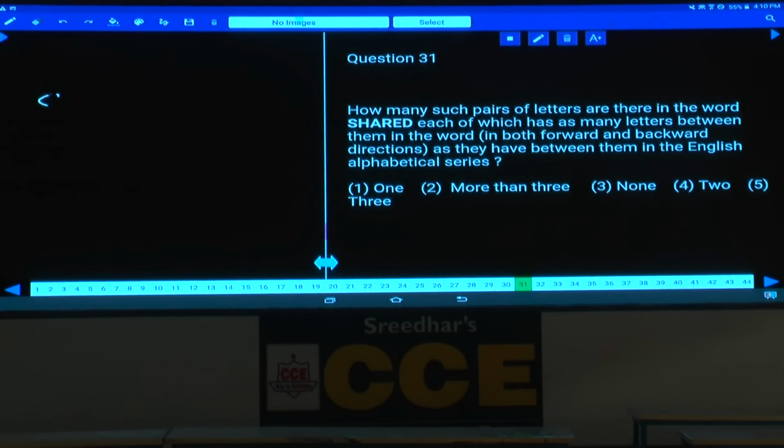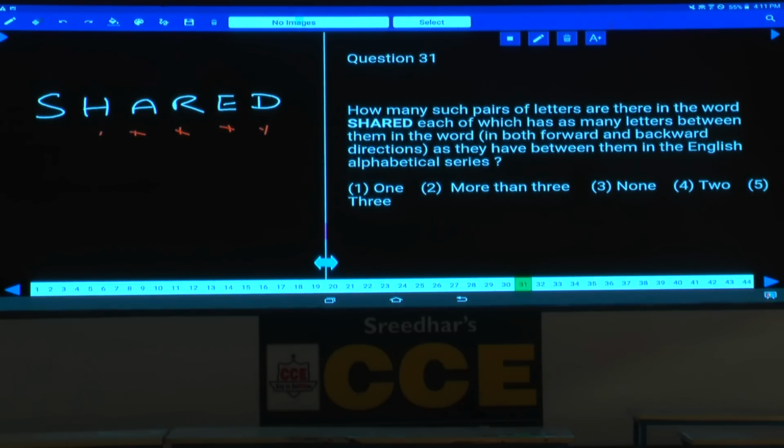Now the word is shared, S-H-A-R-E-D. Now we need to identify the pairs. Now starting from S, if you count here, tell me, is there any pair here? S, T, U, V, W, X, no letter is matching. H, I, J, K, L, no letter is matching.